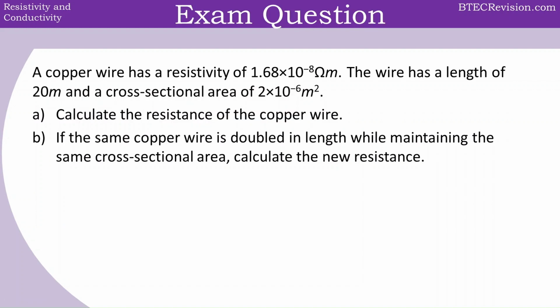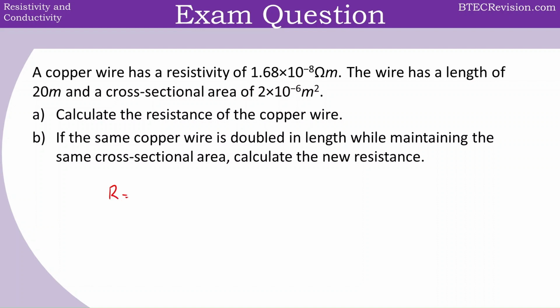Now pause the video here and attempt this exam question. A copper wire has a resistivity of 1.68 times 10 to the power of minus 8 ohm meters. The wire has a length of 20 meters and a cross-section area of 2 times 10 to the power of minus 6 meters squared. Calculate the resistance of the copper wire. And the second question is, if the same copper wire is double in length while maintaining the same cross-sectional area, calculate the new resistance. Let's start with A, calculating the resistance of the wire.